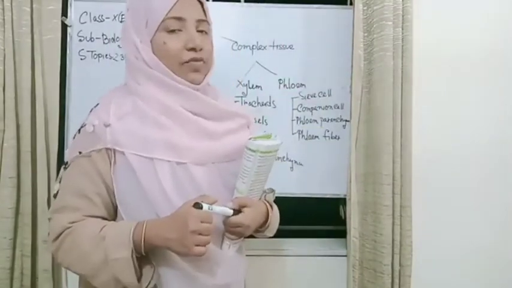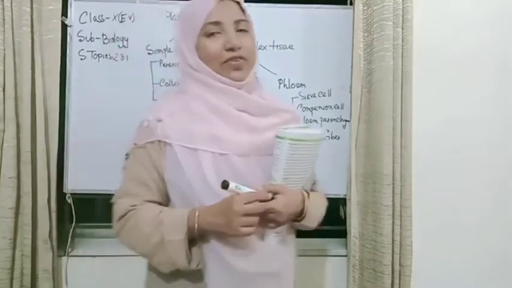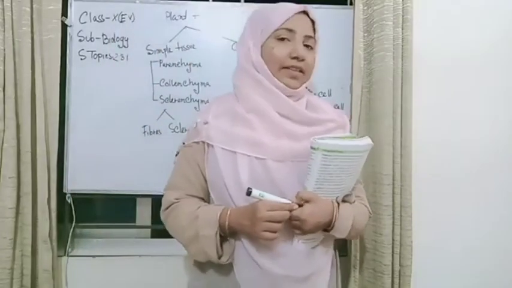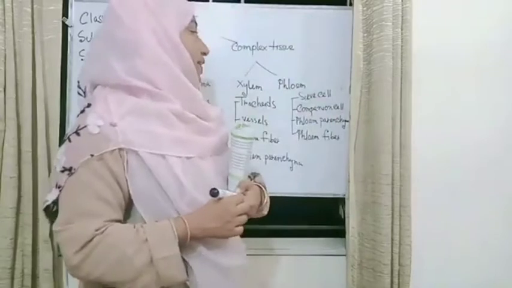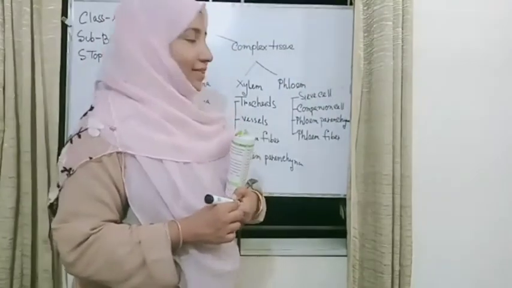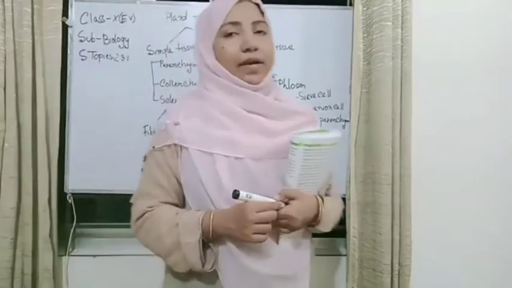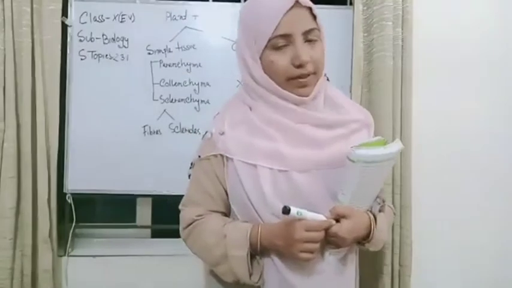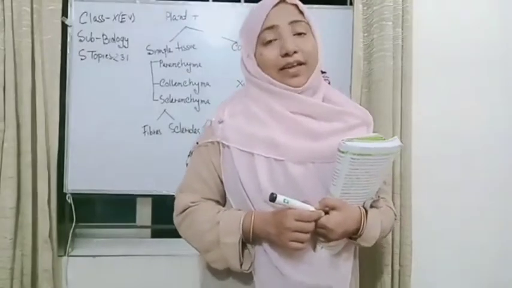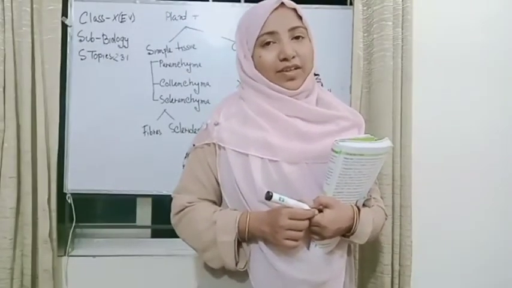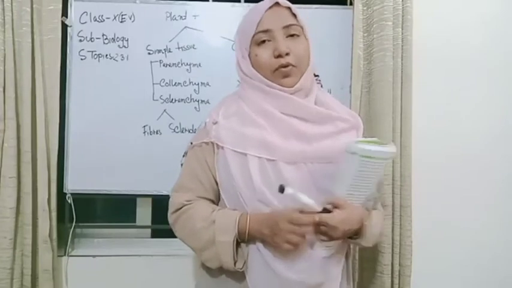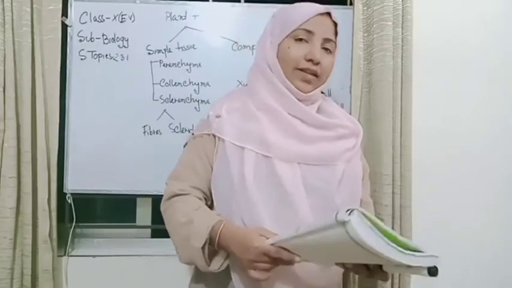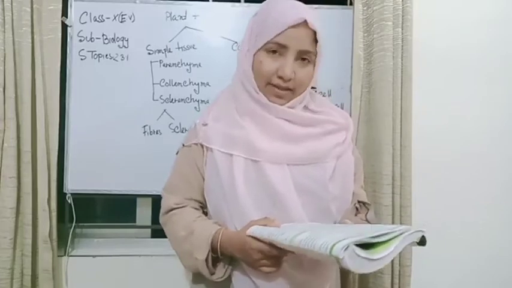And the phloem also has four types. The first type is the sieve cell, second is the companion cell, third is the phloem parenchyma, and fourth is the phloem fiber. Now please, everyone, see the books first. We will learn what the tissue is, what the structure is, and their figures.